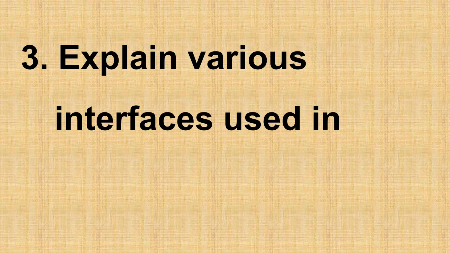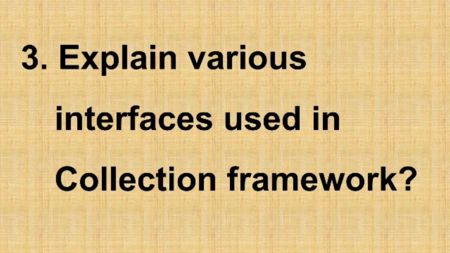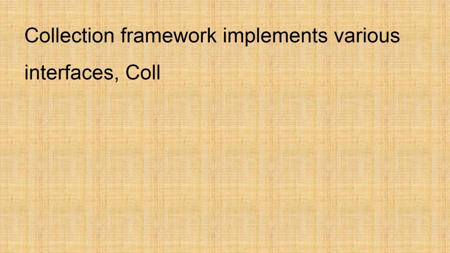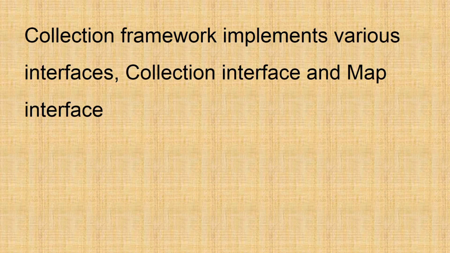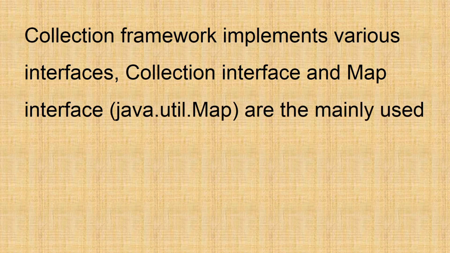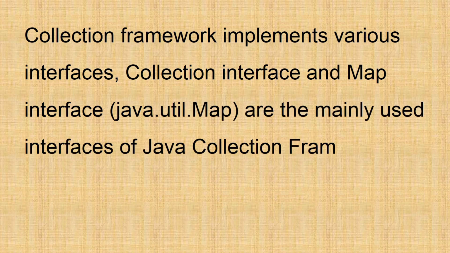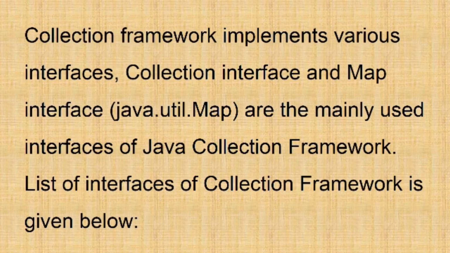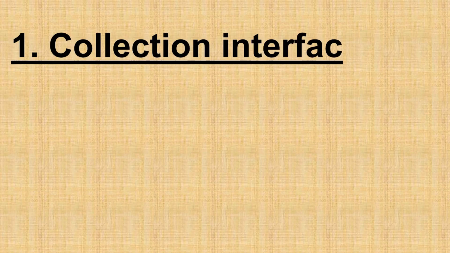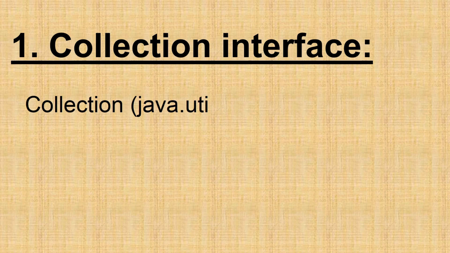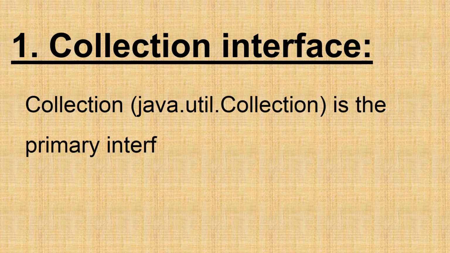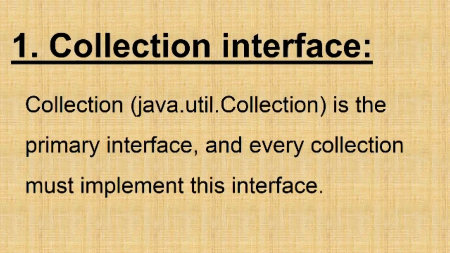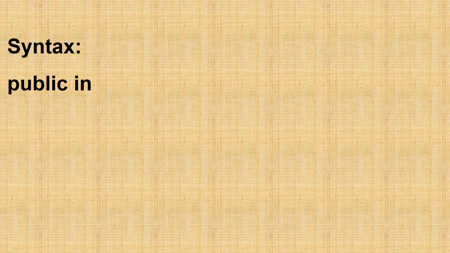Explain various interfaces used in collection framework. Collection framework implements various interfaces: collection interface and map interface. Java.util.collection and java.util.map are the mainly used interfaces of Java collection framework. List of interfaces of collection framework is given below. Collection interface. Java.util.collection is the primary interface, and every collection must implement this interface. Consider the following syntax.